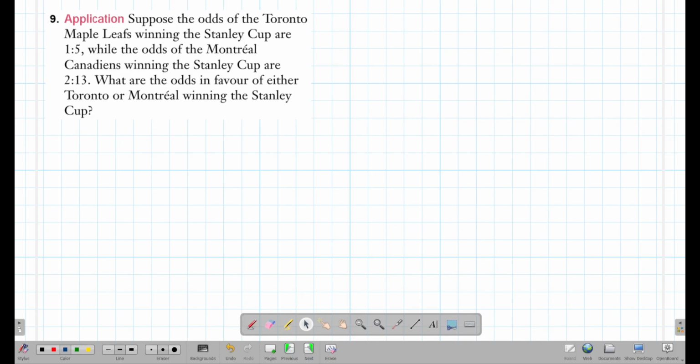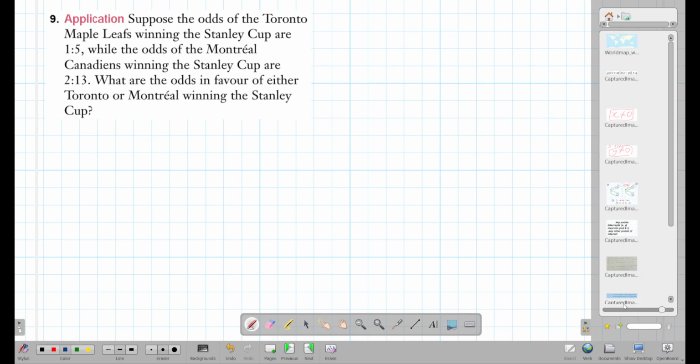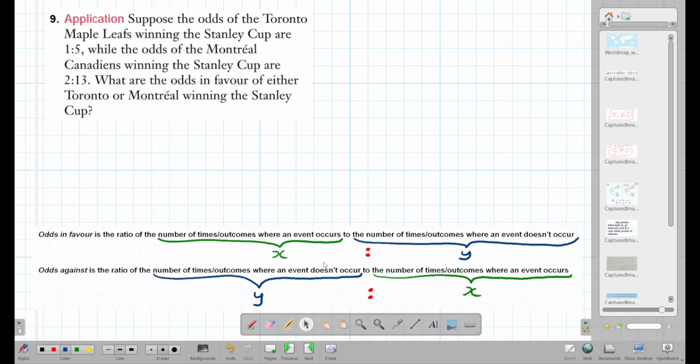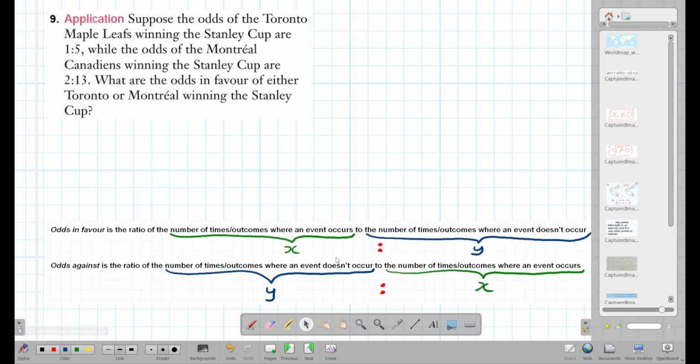Okay, this is question 9 of 6.2, and this is a chapter on odds. So this question reads, suppose the odds of the Toronto Maple Leafs winning the Stanley Cup are 1 to 5, while the odds of the Montreal Canadiens winning the Stanley Cup are 2 to 13. What are the odds in favor of either Toronto or Montreal winning the Stanley Cup?